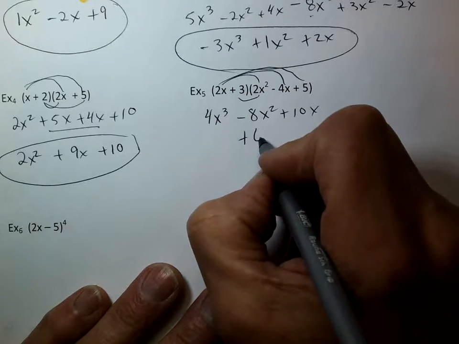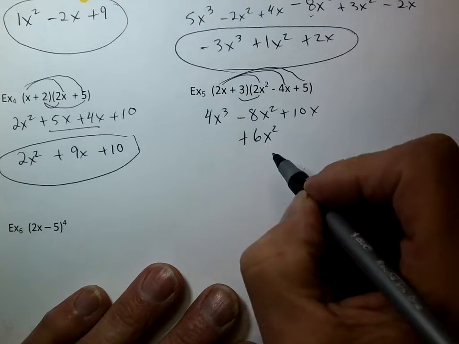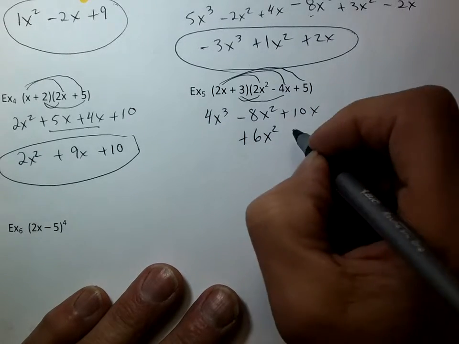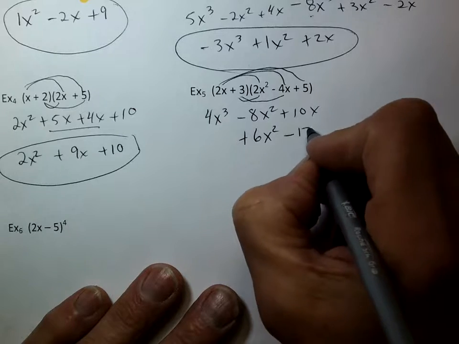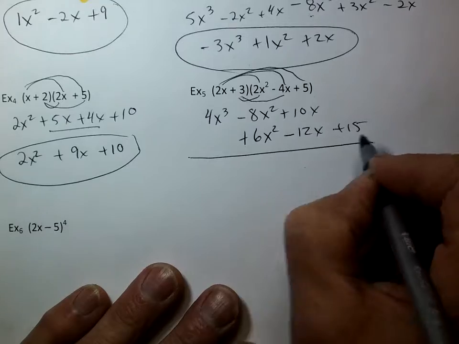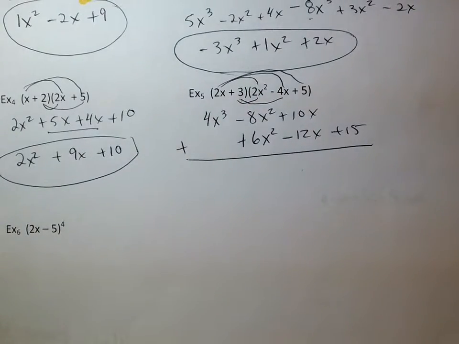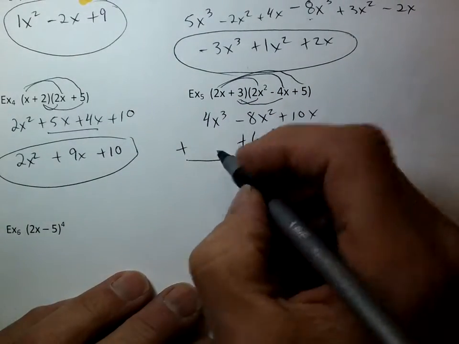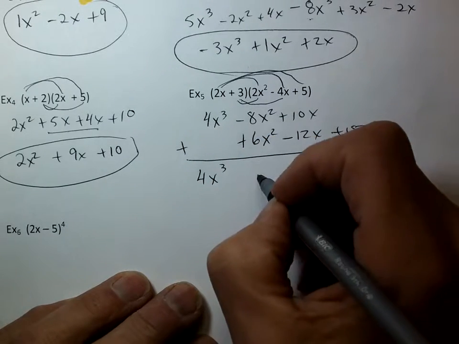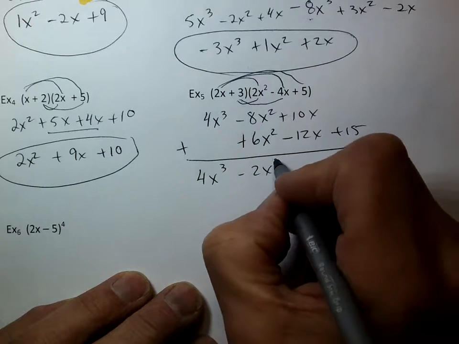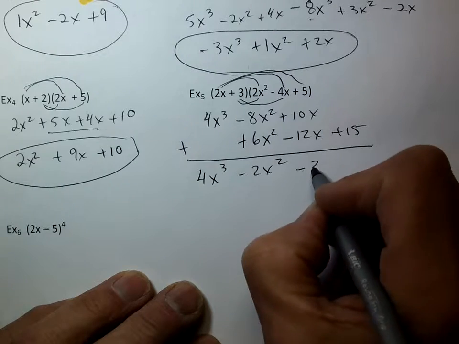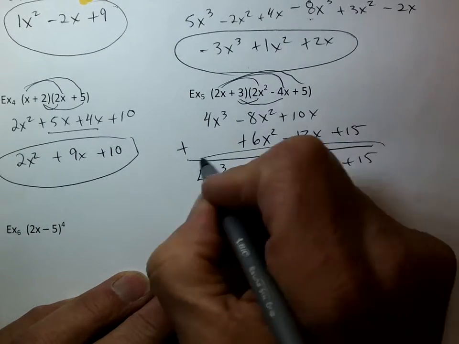I'm going to line that up right there. A 3 times a negative 4x makes a negative 12x. Put that right there. And a 3 times a 5 makes a positive 15. Okay. I like to line them up because when I add them, it makes it really easy. I can just add straight down. 4x cubed is the only x cubed term. I make this a negative 2x squared. This is going to be a negative 2x plus 15. And that is all.